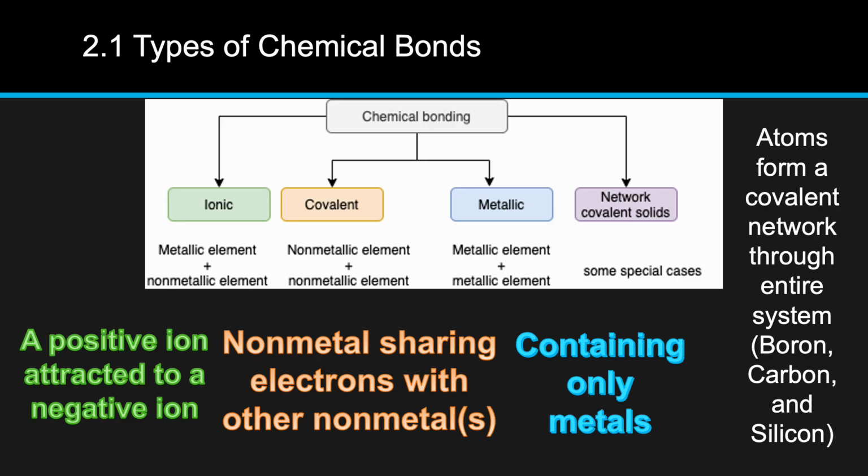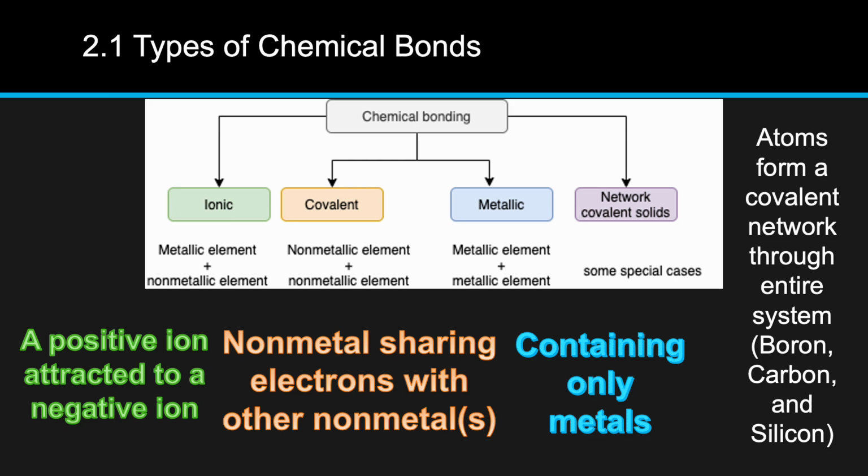Then we have covalent bonding, which is formed when atoms share pairs of electrons to achieve that same stability. These can be polar or nonpolar depending on the electronegativity differences, and some common covalent molecules would be like water or carbon dioxide.